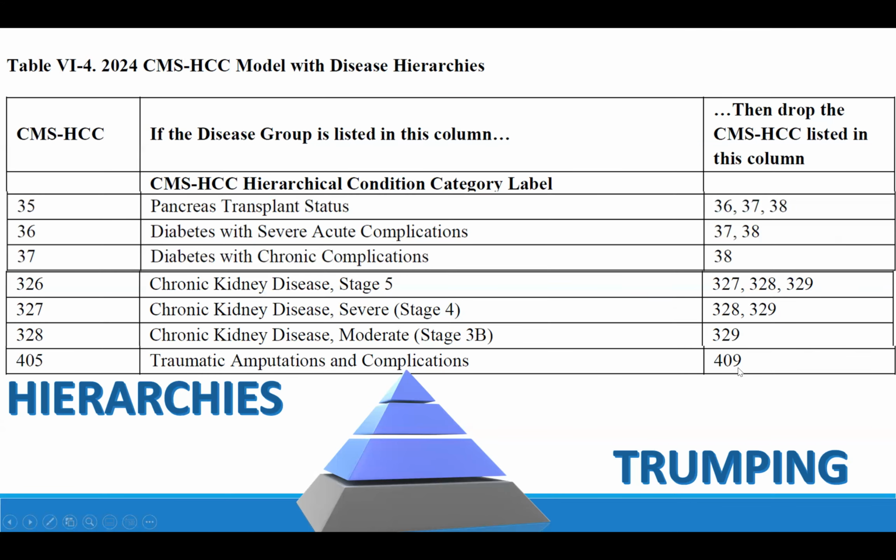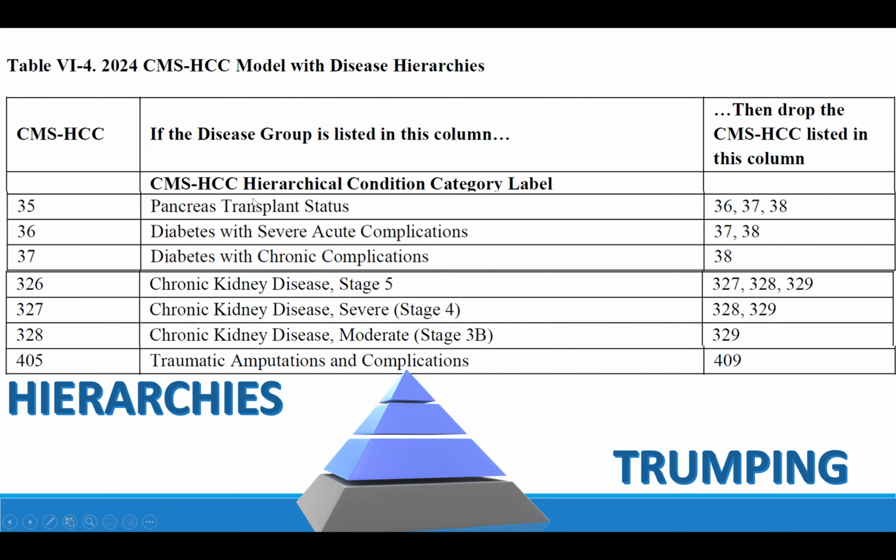So if we have in the same patient HCC 409 and 405, if we have 405, we do not count 409. Okay, let's look at our chronic kidney disease. Okay, remember chronic kidney disease? If we have HCC 328, 329 will not count. If we have HCC 327, 328 and 329 will not count. And if we have HCC 326, 327, 328, 329 won't count. That's called trumping.